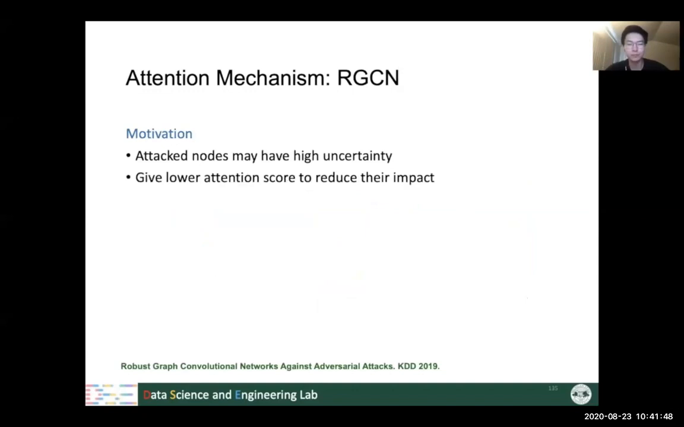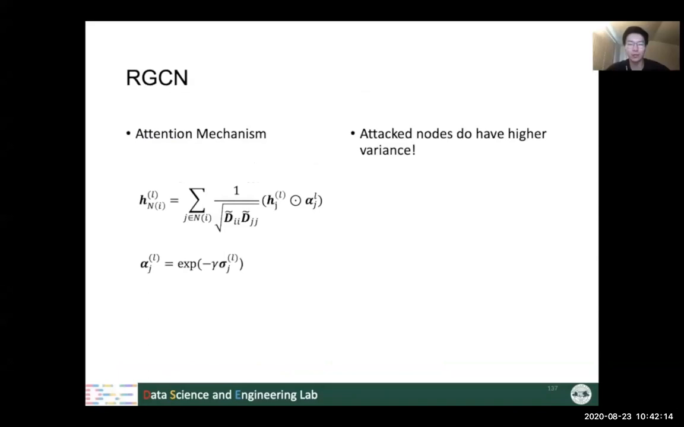An example of using attention mechanism is RGCN. Since the attacked nodes may connect with different communities, they may have higher uncertainty than the normal nodes. So we should give them small attention scores to reduce their impact. Then the question is, how do we model the uncertainty of nodes? As we said before, since we have modeled the node hidden representations as Gaussian distributions, the uncertainty can be captured by the variance of the distribution. Then we can employ attention mechanism to penalize those nodes with high variance and try to reduce their impact.